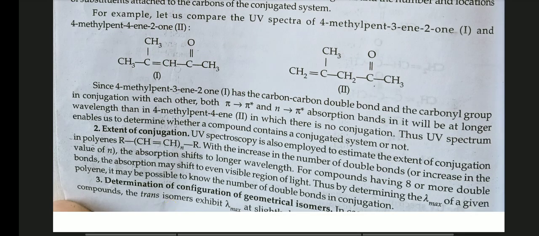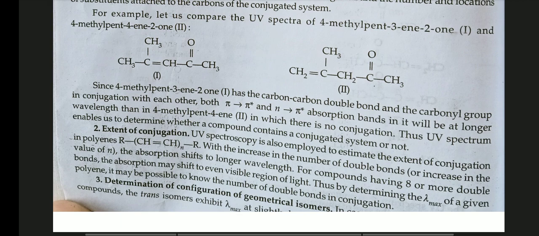Since 4-methyl pent-3-en-2-one has the carbon-carbon double bond and the carbonyl group in conjugation with each other, both pi to pi star and n to pi star absorption bands in it will be at longer wavelength than in 4-methyl pent-4-en-2-one, in which there is no conjugation. Thus, UV spectrum enables us to determine whether a compound contains a conjugated system or not.